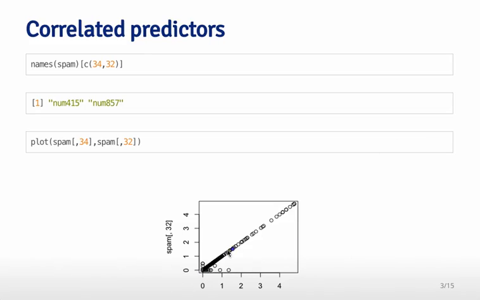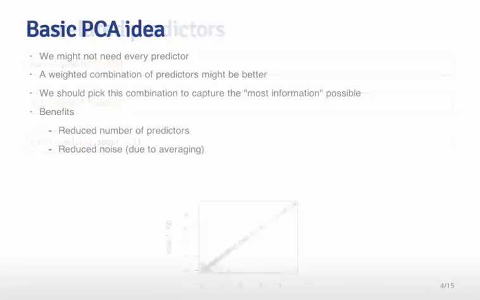So the frequency of 415 and 857 is incredibly highly correlated. They basically lie perfectly on a line with each other. As the number 415 appears more frequently, so does the number 857. So the idea is that including both of these predictors in the model might not necessarily be very useful.